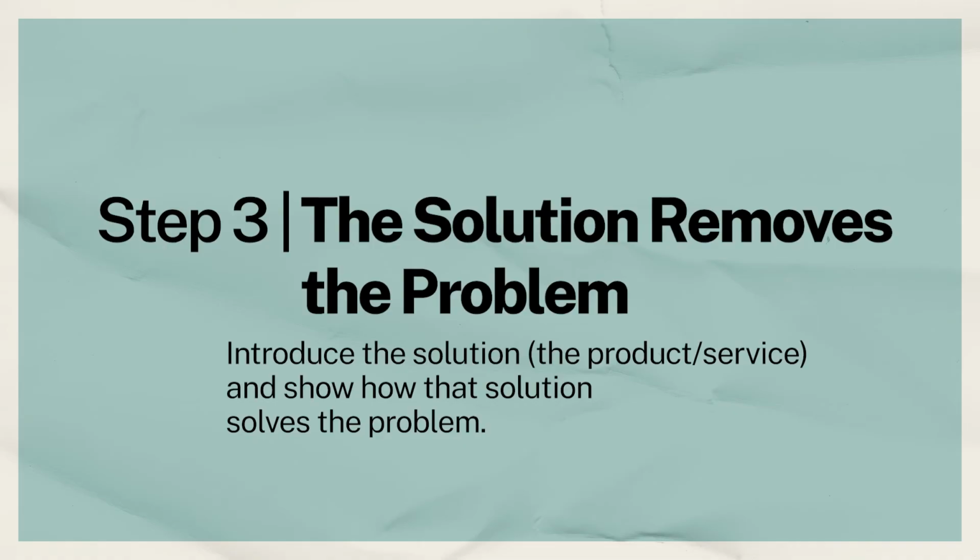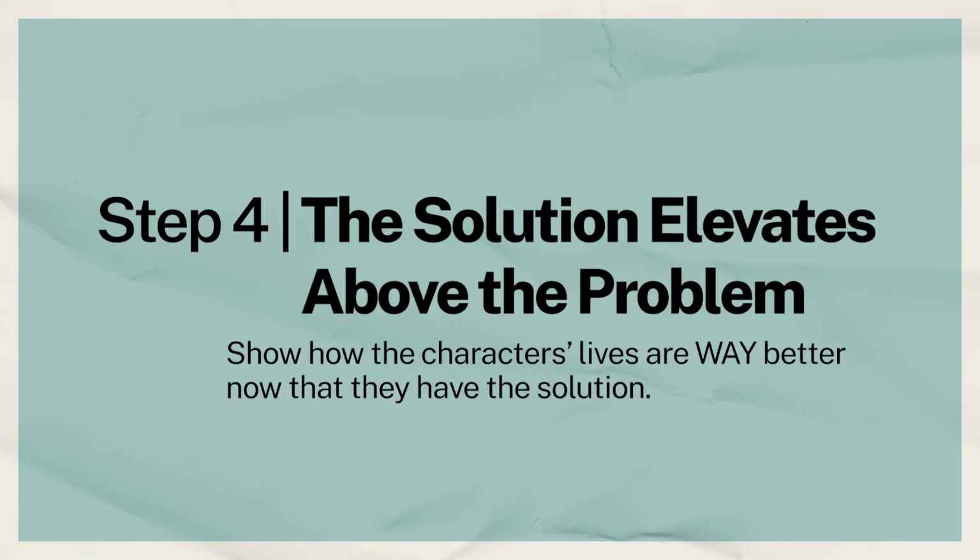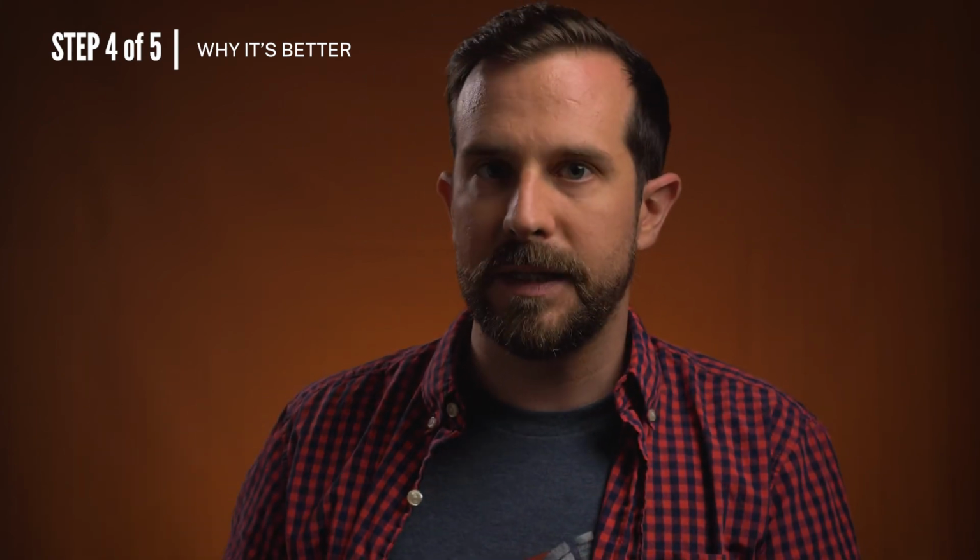Number 3 is you introduce the solution, right? And you show clearly how the solution removes the problem. Then step 4 is you actually show how the solution elevates our characters above the problem. You want a solution that is actually better than its competitors. So here you're going to talk about the features, the functionality, how it differentiates itself, and basically show how life is significantly better with this solution. I mean, the problem's gone, but dang, look at all this other stuff we have, which is really awesome.